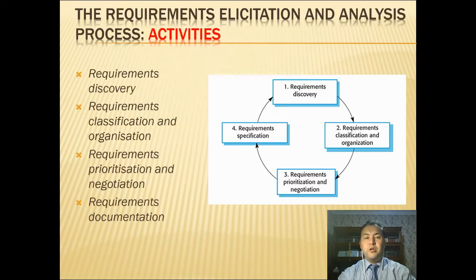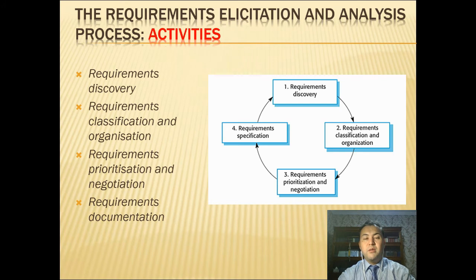A process model of the elicitation and analysis process can be seen on this slide. Each organization will have its own version or instantiation of this general model depending on local factors. But generally, the process activities are: first, requirements discovery. This is the process of interacting with stakeholders in the system to collect their requirements. Domain requirements from stakeholders and documentation are also discovered during this activity.